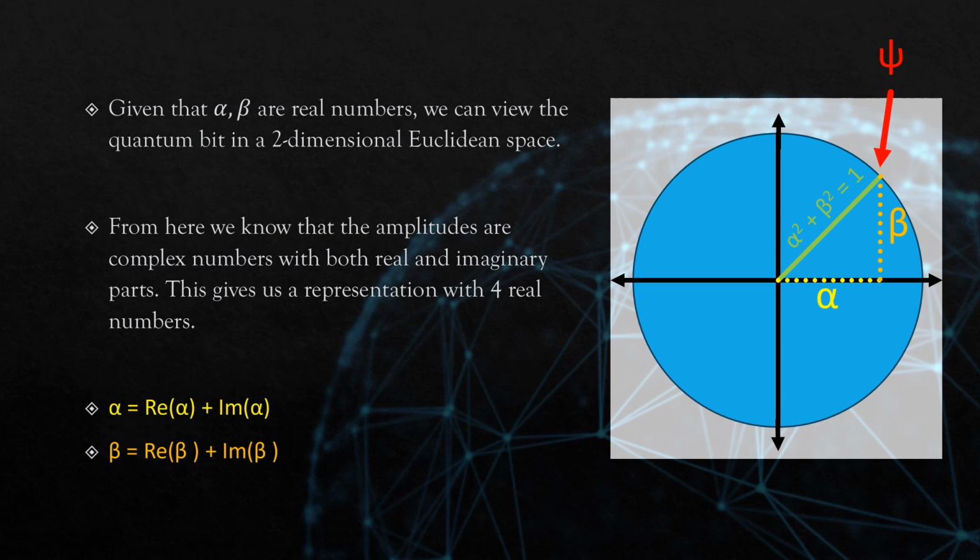From here, we know that the amplitudes are complex numbers with both real and imaginary parts. This gives us a representation with four real numbers, having alpha equal to the real part of alpha plus the imaginary part of alpha, beta equal to the real part of beta plus the imaginary part of beta. This can also be visualized on the right side here with our diagram.